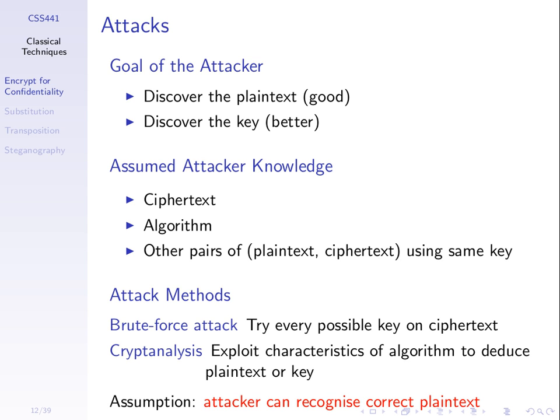We said before the goal of the attacker is to find the key or the plaintext. If we find the key, both are good, both are successful. Finding the key allows us to find any plaintext. We assume the attacker knows the ciphertext. They know the algorithm being used, so we assume the attacker knows we're using the Vigenère cipher, or they know we're using the Playfair cipher, and they know we're using a special character of X.